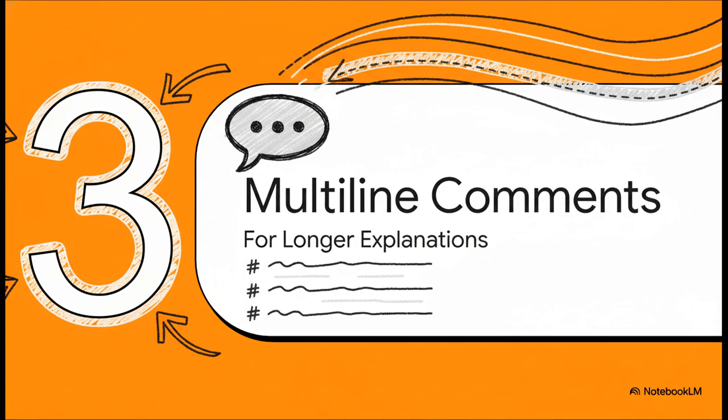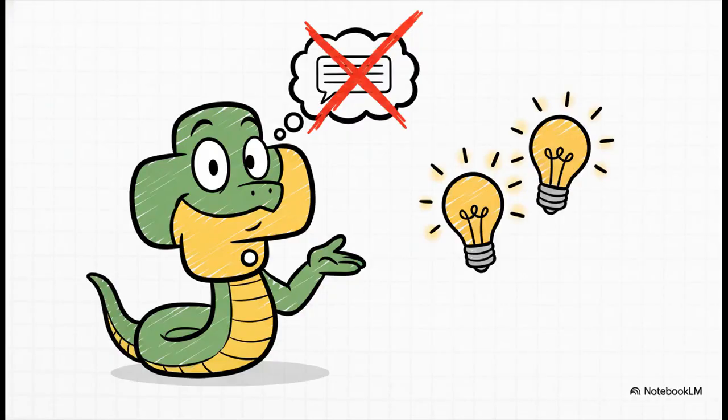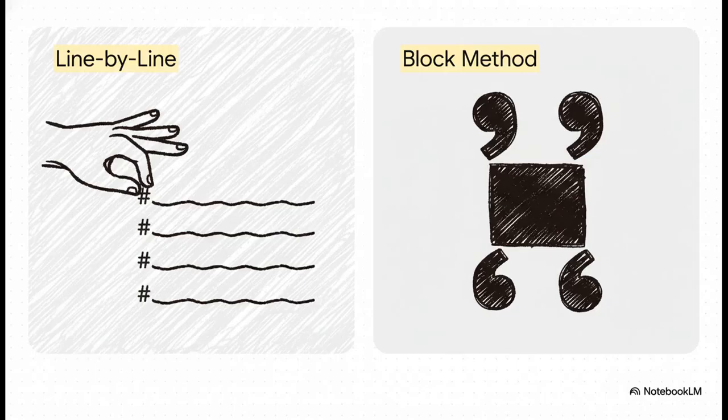Okay, so we've got single-line comments down. But what if you have more to say? What if your explanation is a bit longer and doesn't fit on one line? Well, that's where multi-line comments come in. So here's a funny little thing about Python. Unlike some other languages, it doesn't actually have a special official syntax for multi-line comments. But don't worry, the Python community has come up with a couple of really common, smart ways to get it done anyway. So here they are side by side.